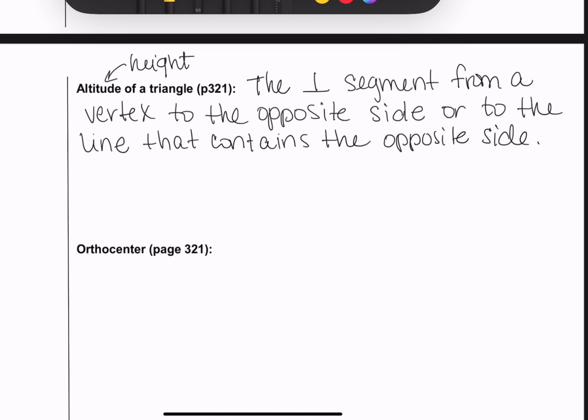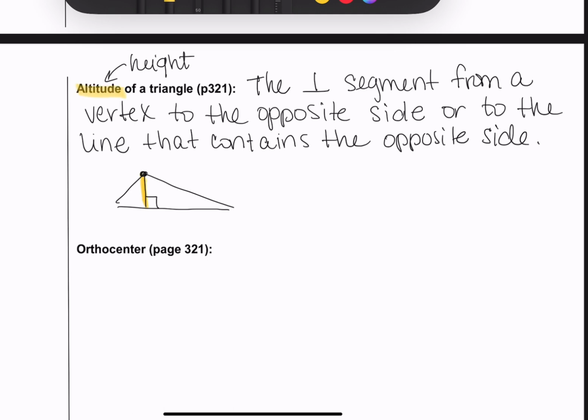So there's two ways to look at this, and it really depends on the triangle that you've been given. In the first triangle, it's pretty straightforward. I can draw an altitude from the vertex here at the top to the opposite side by making a perpendicular line segment. So my altitude here is this segment. I'll highlight altitude with yellow.